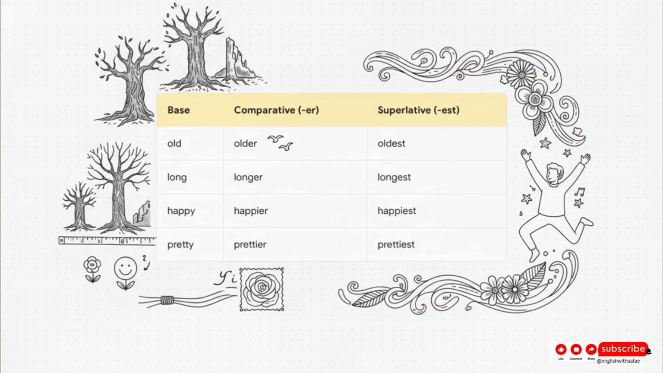This table just lays out the pattern perfectly. You see old becomes older, then oldest. Long, longer, longest. Now, here's a key detail to notice. Look at the words ending in y, like happy and pretty. You see how the y actually changes to an i before you add the ending? It's a tiny spelling change, but it's a really important one to remember.